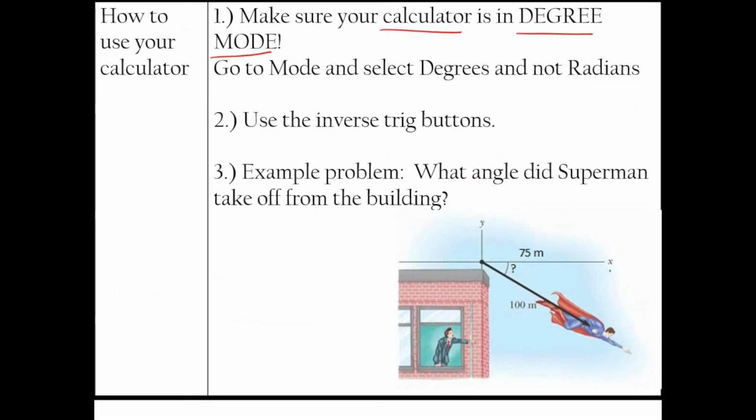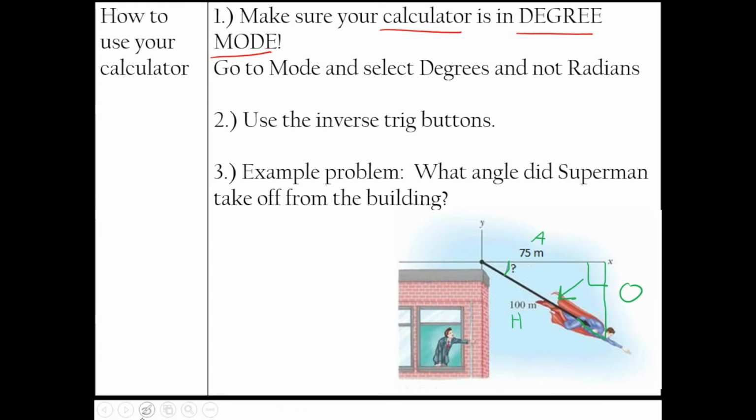So when we approach this problem, we actually notice that Superman is forming a triangle. And not just any triangle, a right triangle. So what does that mean? Well, if this is the angle that we're looking for, this would be the adjacent side because it is next to that angle. And this would be the opposite side. And the 100 meters is referring to the hypotenuse because that's across from the 90-degree angle.